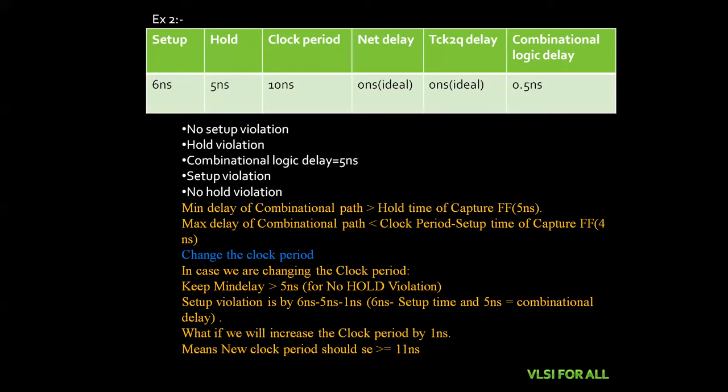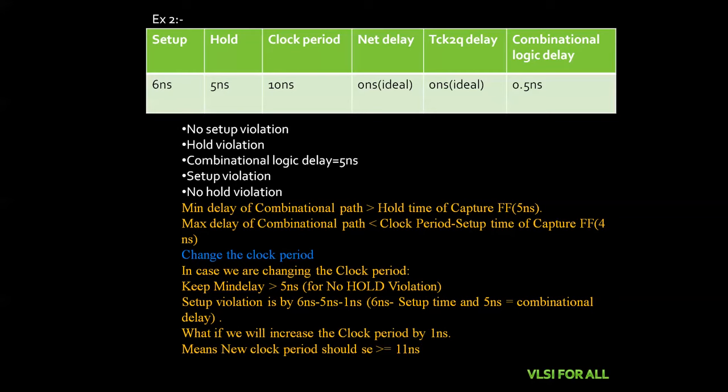So we can fix these violations by changing the clock period. So this is the solution to this problem. How much do we need to increase? The amount is setup time minus hold time, 6 minus 5. We need to increase the value; it may be any value which is greater than 1 nanosecond.